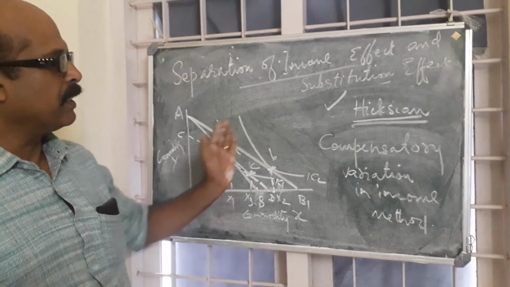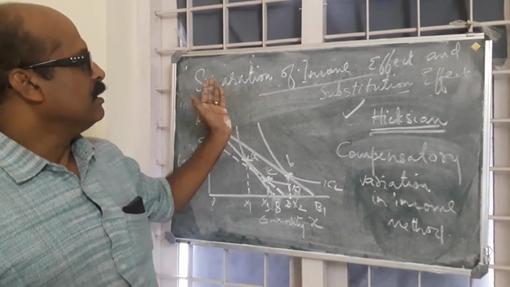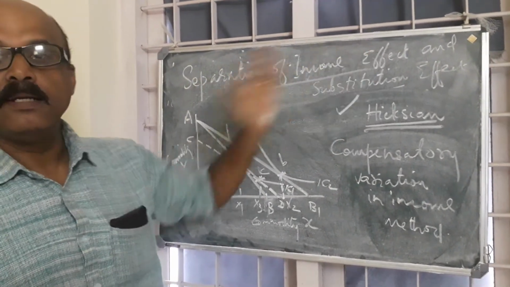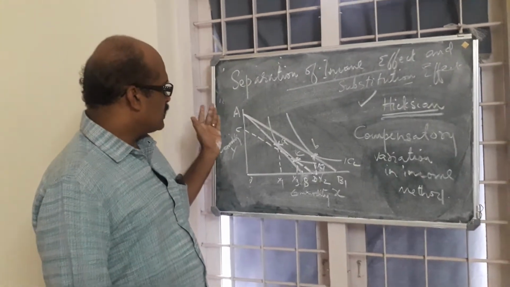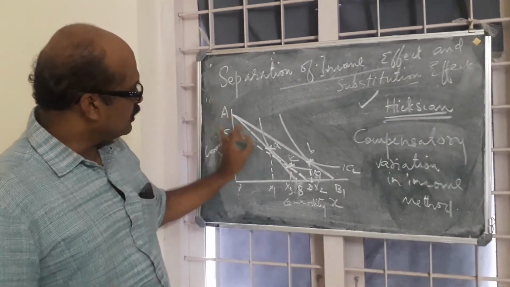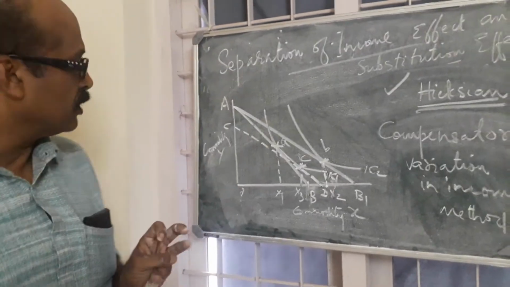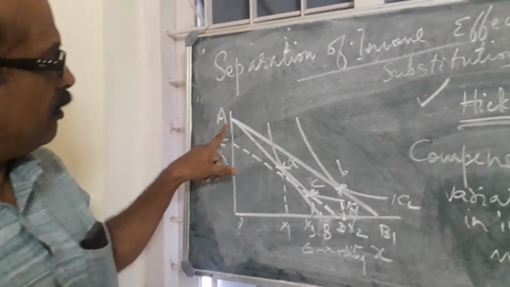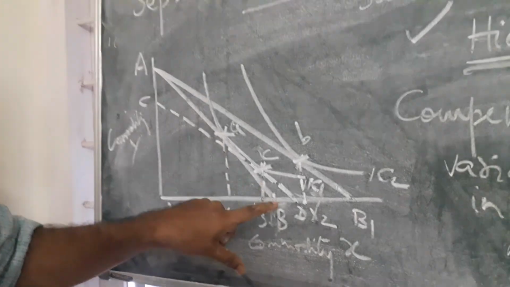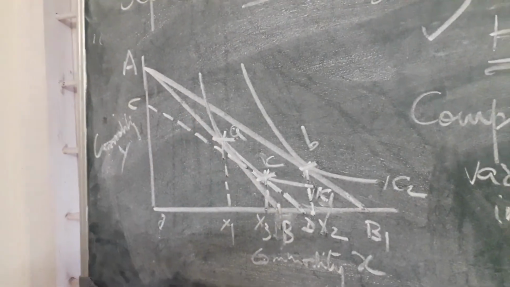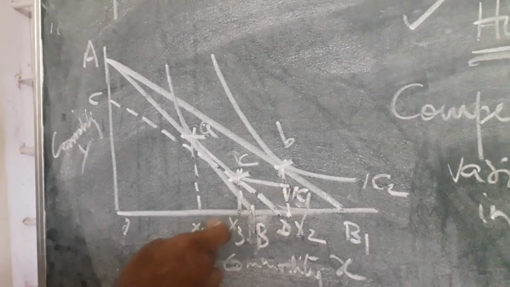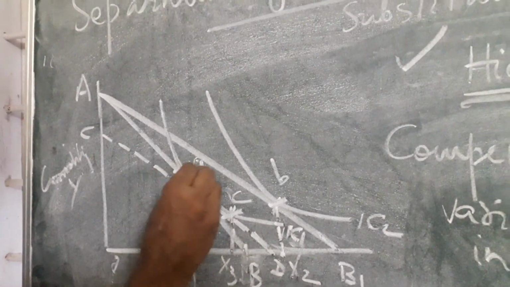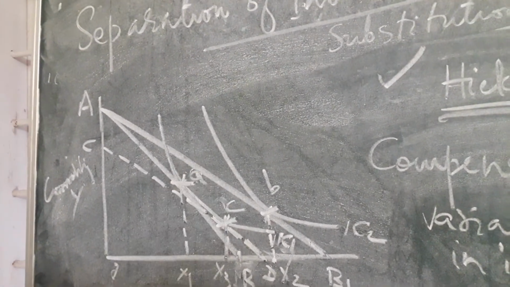Now I am going to explain the Hicksian method of separating the income effect and substitution effect. Let us start from the first consumer equilibrium. The original price line is AB, which is tangent to the indifference curve IC1 at point A. This is the equilibrium point, the initial equilibrium.